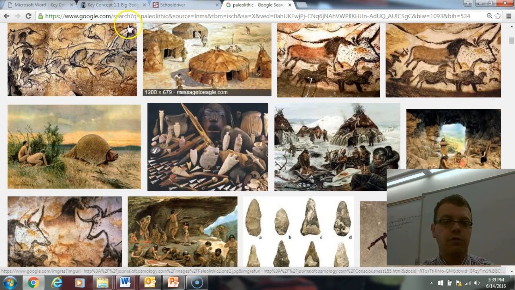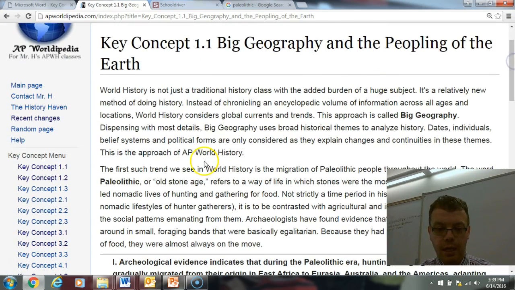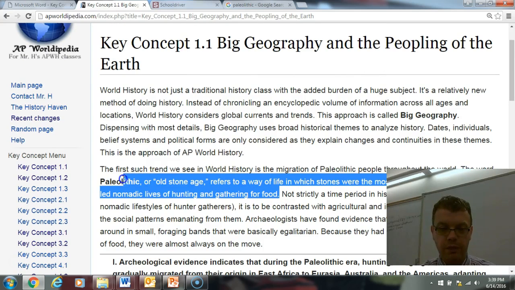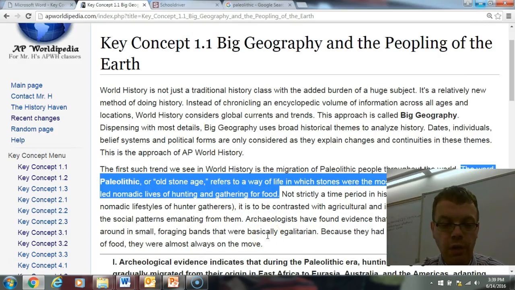So how would I find the definition for Paleolithic? Well, one thing I can do is go back and look at actually what we read. If I went back to one of our readings from AP Worldopedia, look what I find out for Paleolithic. It pretty much gives me the definition right here. The word Paleolithic, or Old Stone Age, refers to a way of life in which stones were the most prominent tools and people led nomadic lives of hunting and gathering for food. So I might write down Paleolithic, Old Stone Age, when people were hunting and gathering for food.